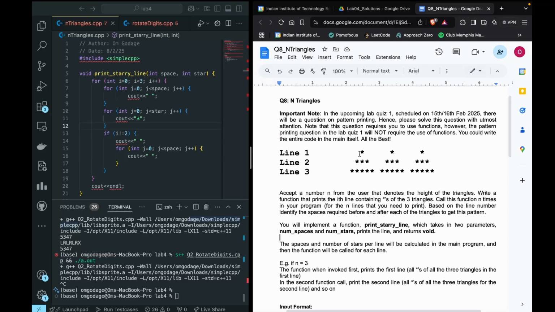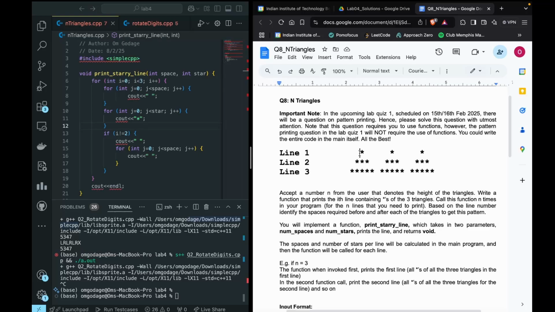Okay, so the way to solve this question was that this will be your num spaces and this will be your num stars. So inside your print starry line, you will print this particular line, and then you will call this function n times in your main program. And you will calculate the number of spaces and the number of stars on every line inside your main program.